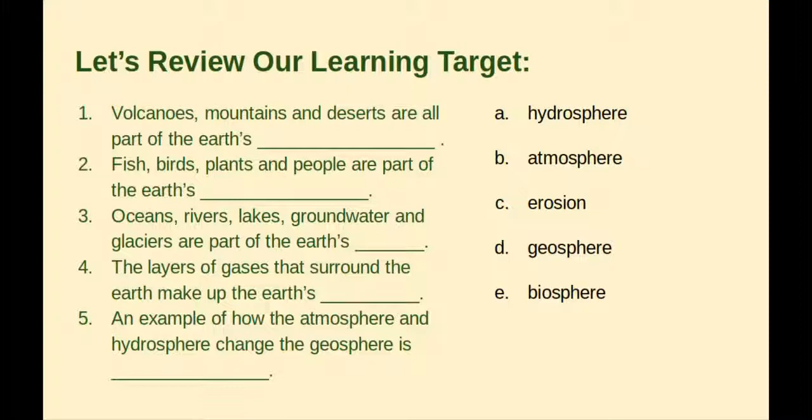Number 3, oceans, rivers, lakes, groundwater, and glaciers are part of the Earth's. The correct answer is A, hydrosphere. Number 4, the layers of gases that surround the Earth make up the Earth's. The correct answer is B, atmosphere. And finally, number 5, an example of how the atmosphere and hydrosphere change the geosphere is. The correct answer is C, erosion.